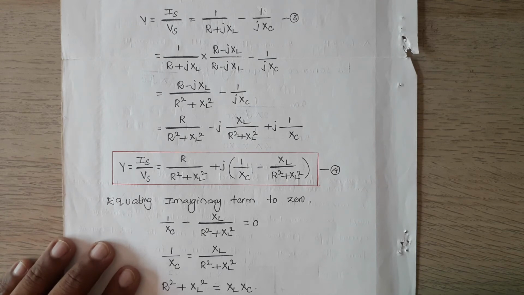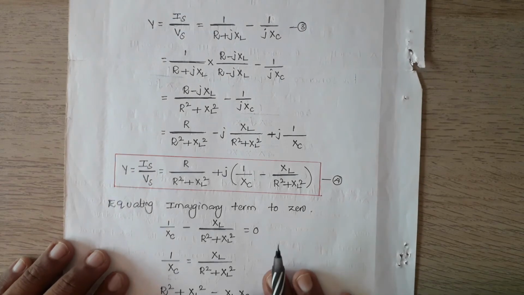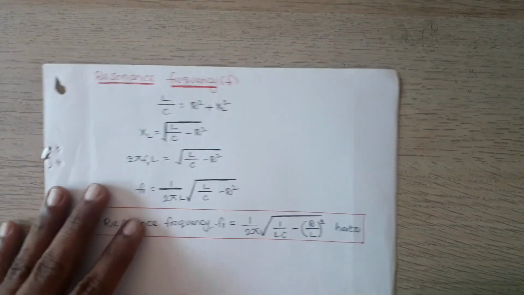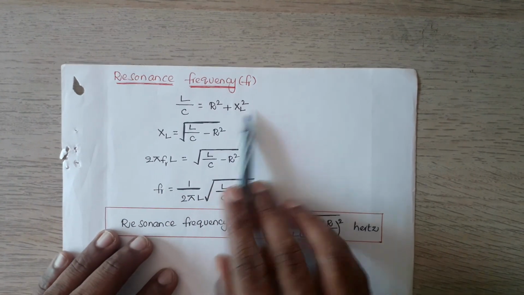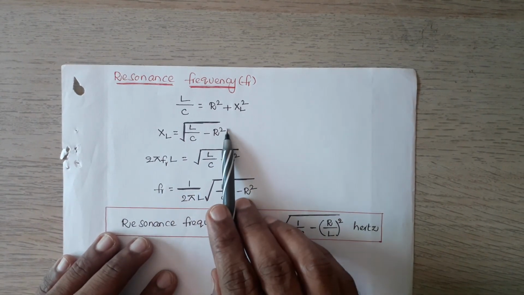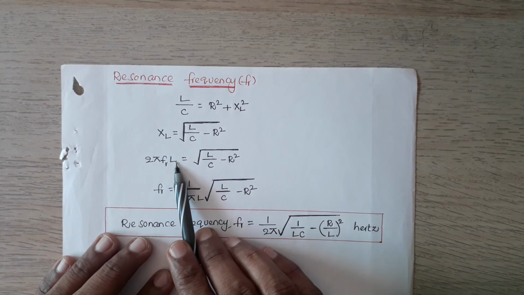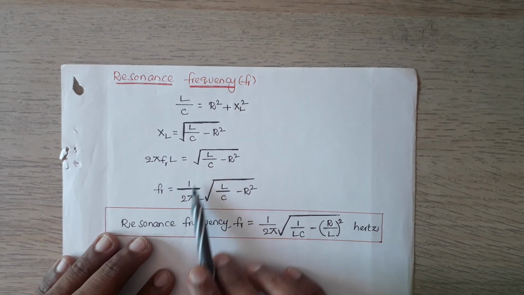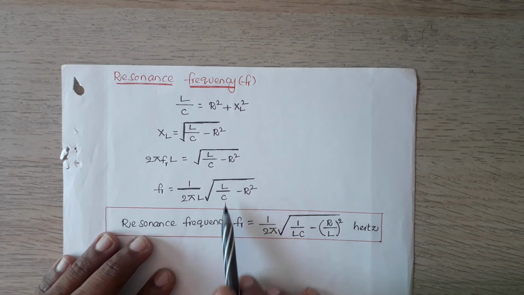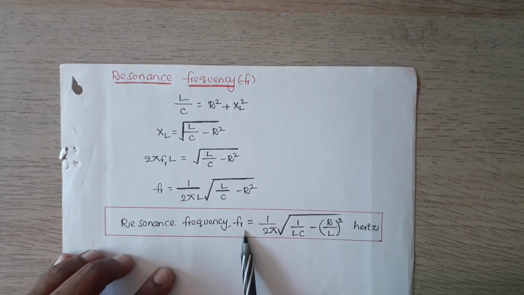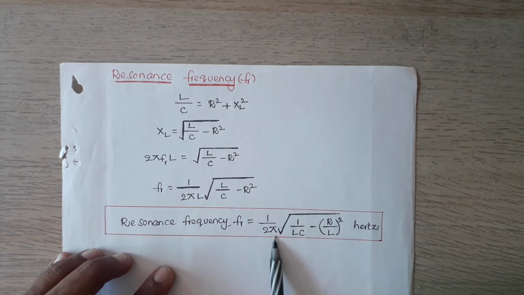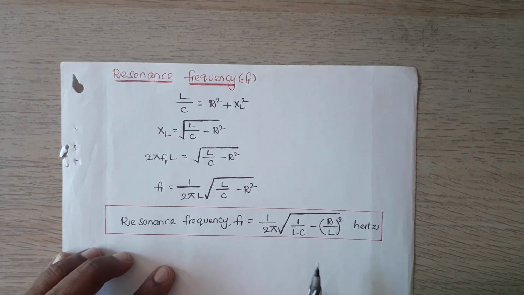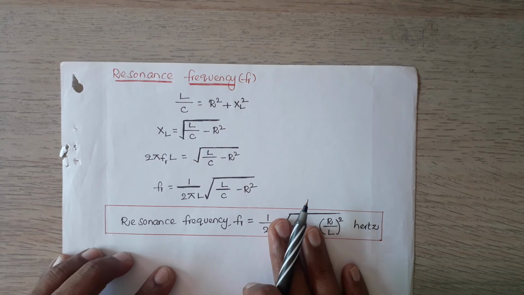That is, 2πFL × 1/(2πFC) = R² + XL². So our next step is L/C = R² + XL², so XL = √(L/C − R²). XL is 2πFR L, so FR = 1/(2πL) × √(L/C − R²). So the resonance frequency FR = 1/(2π) × √(1/(LC) − (R/L)²) hertz. This is the mathematical expression for the resonance frequency.